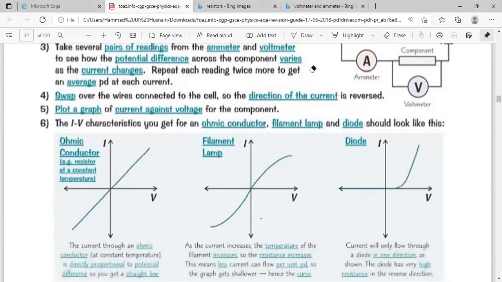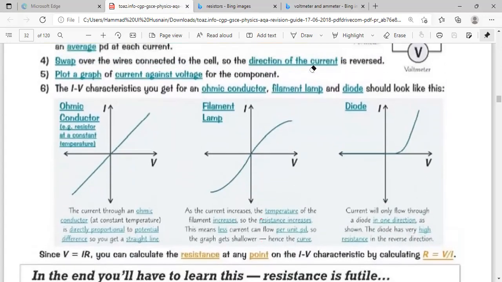Talha, the important thing about this topic was these graphs. You need to remember these graphs because in exams, he often asks to draw the VI characteristic curves for filament lamp, for diode, and for ohmic conductors. So you need to remember these three graphs, right?